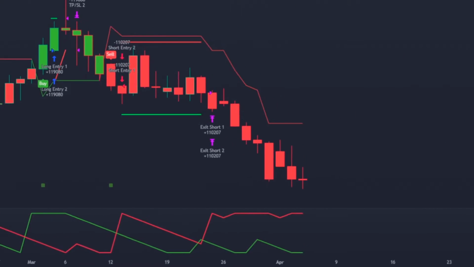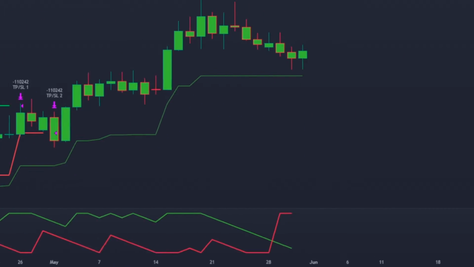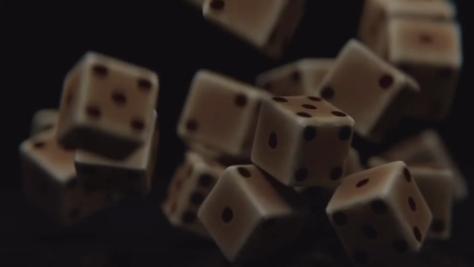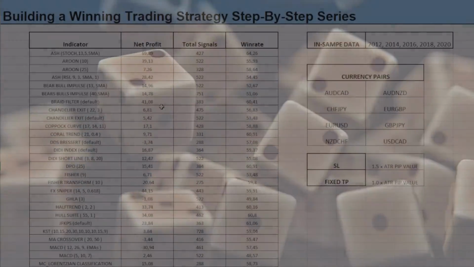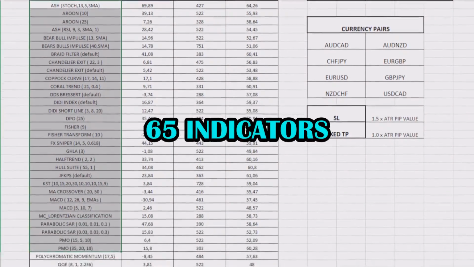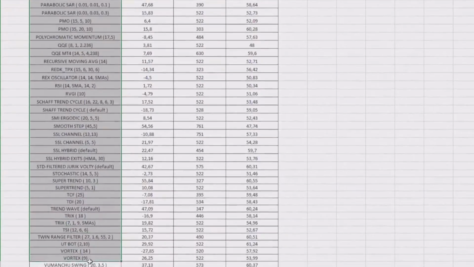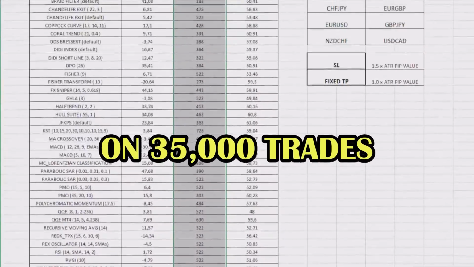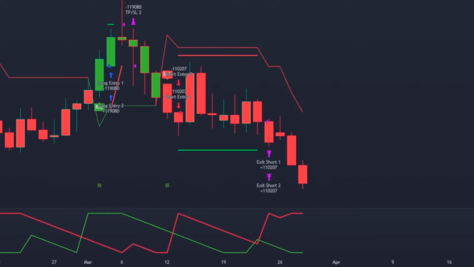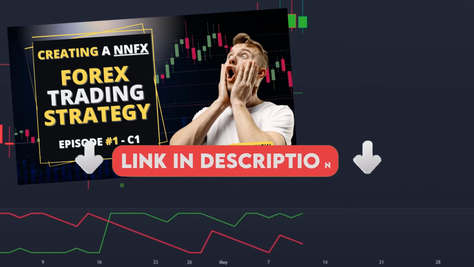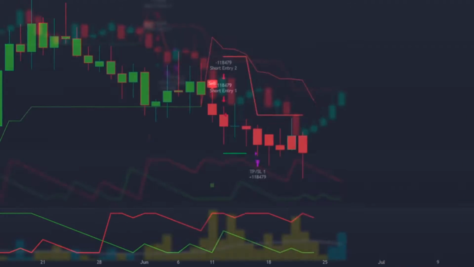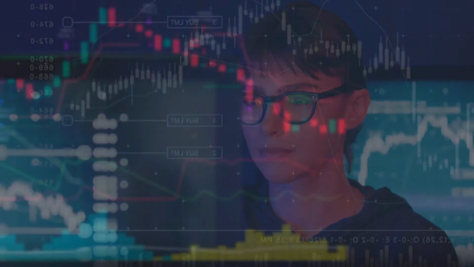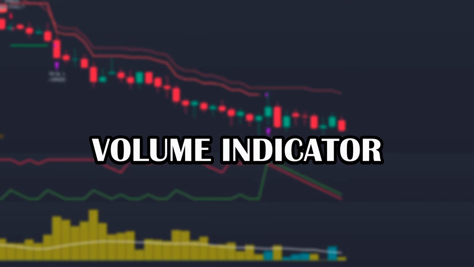And for those of you who haven't seen the latest episodes yet, no, these indicators were not randomly chosen. In total, 65 different indicators were analyzed in backtests that included an analysis of more than 35,000 trades. So, if you didn't see those episodes, I'm going to leave the link to them in the description. For those who already saw it, let's move forward to this episode's objective. Test and choose our volume indicator. Let's go!